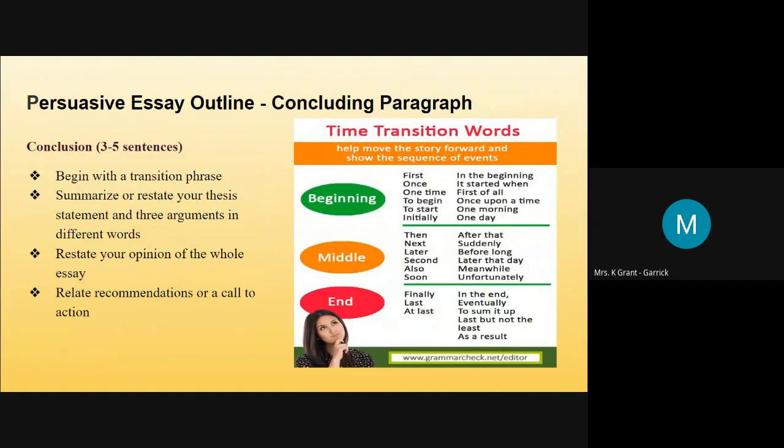Now, as you wind down into the conclusion, ensure that you begin with your concluding transitional phrase. Then you're going to summarize or restate your thesis points, restate your opinion of the whole essay, and give a recommendation or a call to action. Of course, throughout the essay, you have to use transitional words, and these are some of them over here. What you could use at the beginning, what you could use in the middle, and what you could use at the end.